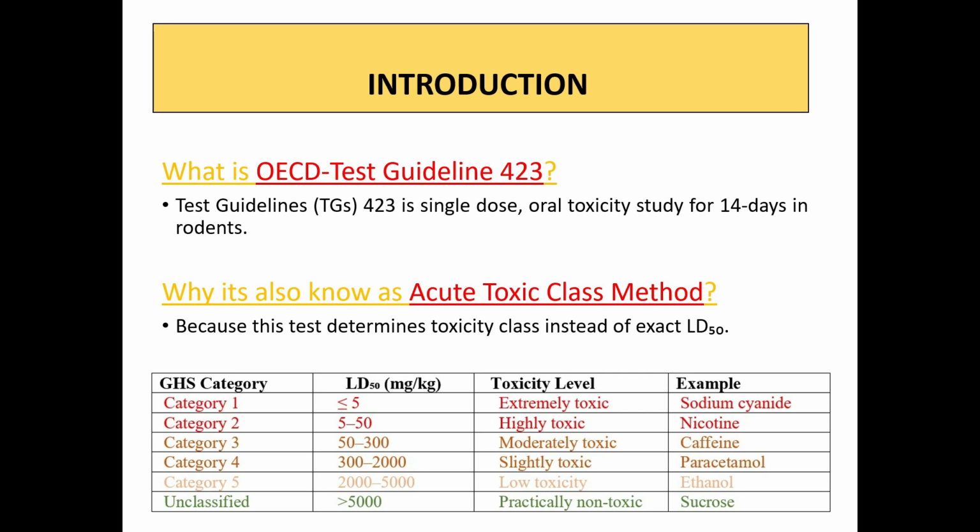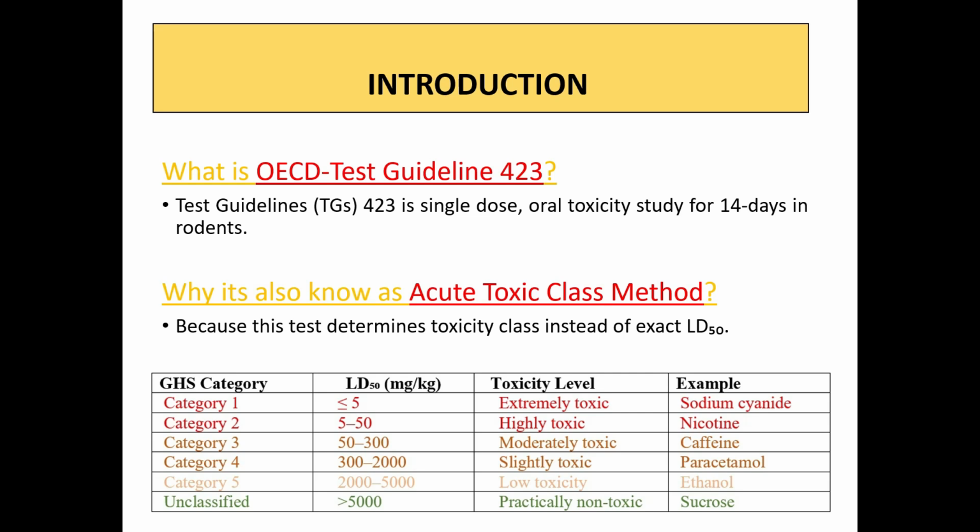In this method you can categorize: category 1 if the drug has LD50 less than 5 mg, category 2 if between 5 to 50 mg, category 3 is 50 to 300 mg, category 4 is 300 to 2000 mg, and category 5 is 2000 to 5000 mg, which is low toxic. So the first one is extremely toxic, then highly toxic, moderately toxic, slightly toxic, and low toxicity.